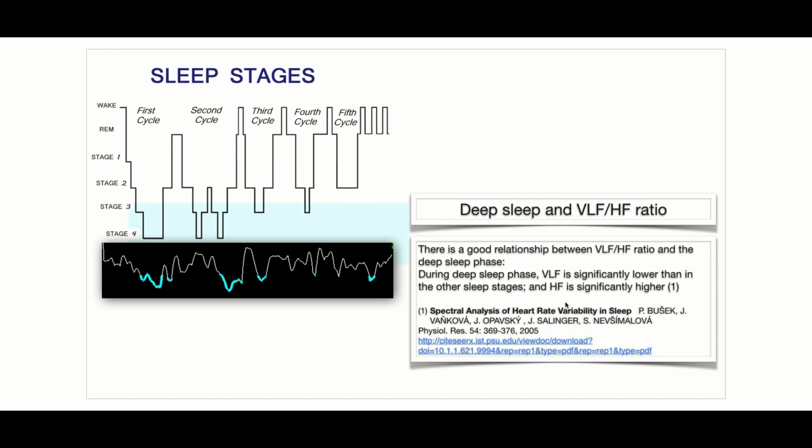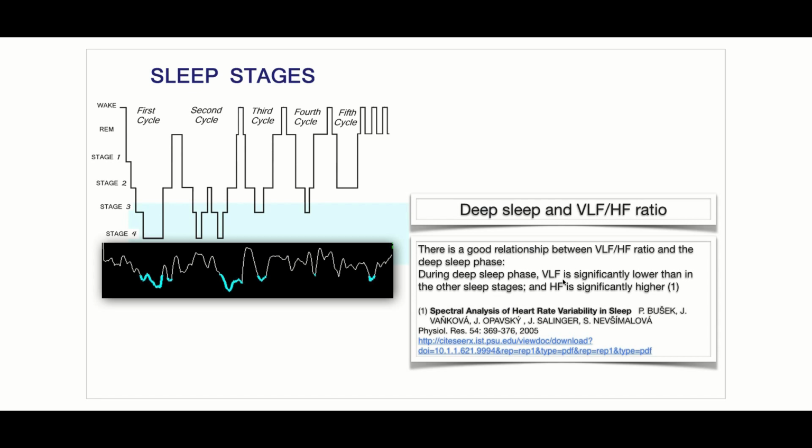In fact, they have seen that in some stages of the sleeping of the night, there are some parts of the spectrum which are higher or lower. The part of the spectrum which is related to stage 3 and stage 4, the VLF is lower than in other sleep stages, and the HF is higher.